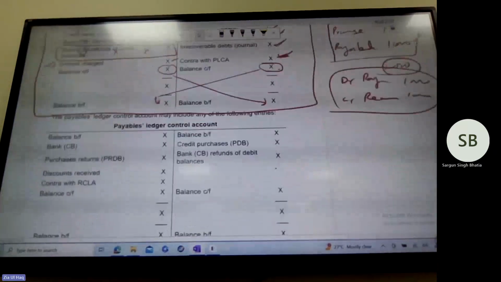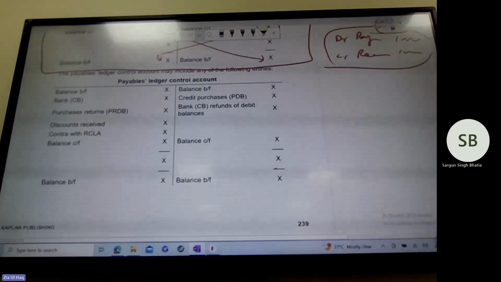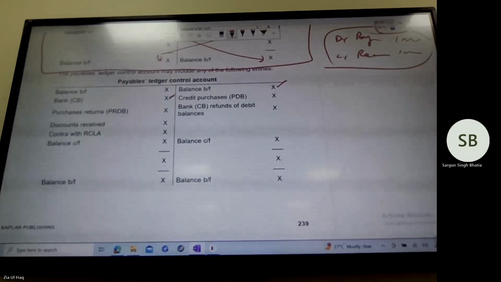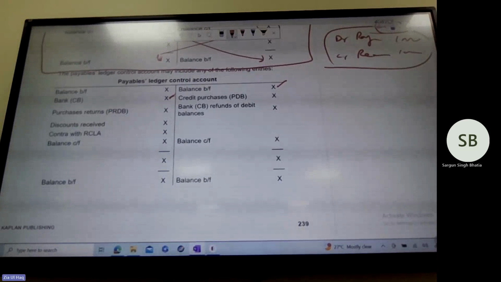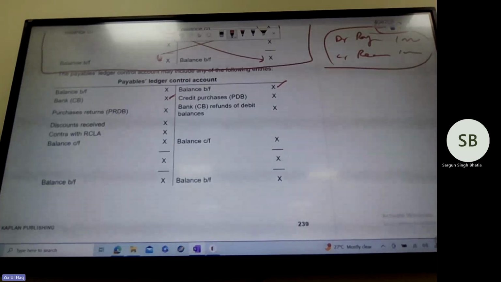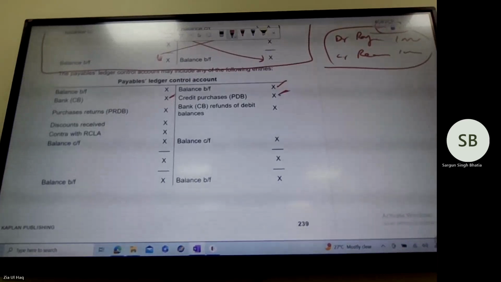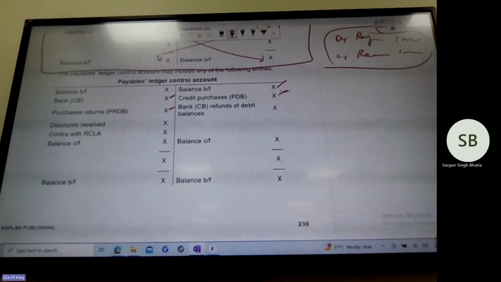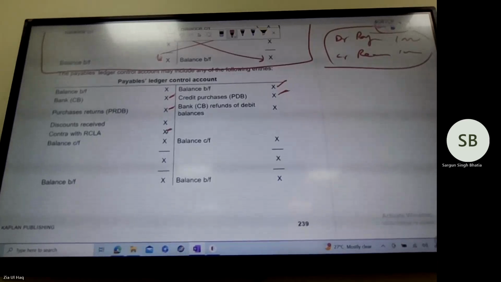Oh, yes, sir. Now moving towards the payable ledger. Normally it has a credit balance. If we pay cash, cash credit, payable debit. For credit purchases, purchases debit, payable credit. For returns, payable debit, purchase return credit. This is the return entry. This is the contra entry, like payable debit, receivable credit. So we will debit payable against receivable.